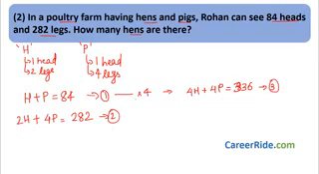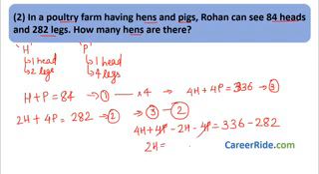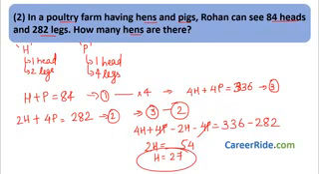Now 336 is greater than 282, so equation 3 minus equation 2. We have 4H plus 4P minus 2H minus 4P equal to 336 minus 282. The 4P terms cancel. We have 2H equal to 54. So H equal to 27. So the number of hens is 27. Going to question number 3.